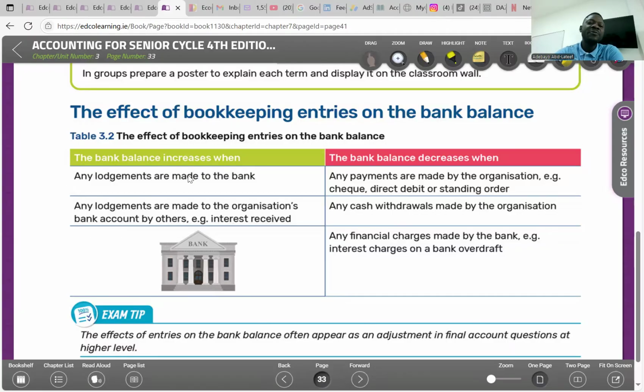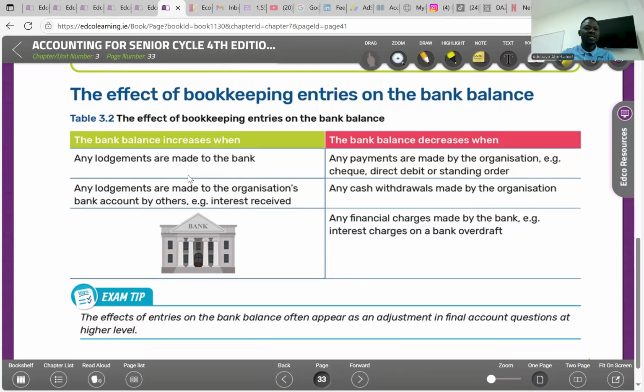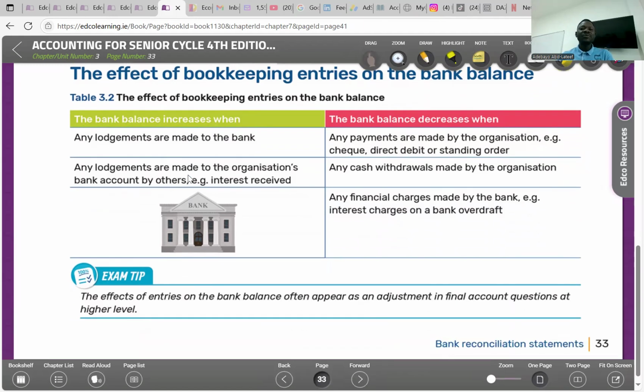So we continue. The effect of bookkeeping entries on the bank balance. We're talking about what makes the bank balance increase and what decreases the bank balance. We're going to start. The bank balance increases when, one, any lodgement is made to the bank. As soon as any lodgement is made, probably through sales, that's cash or check lodged to the account or to the bank, it increases the bank balance.